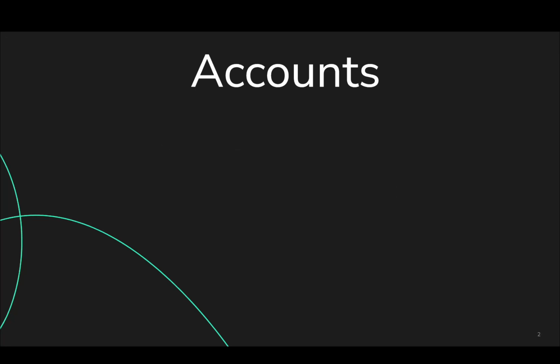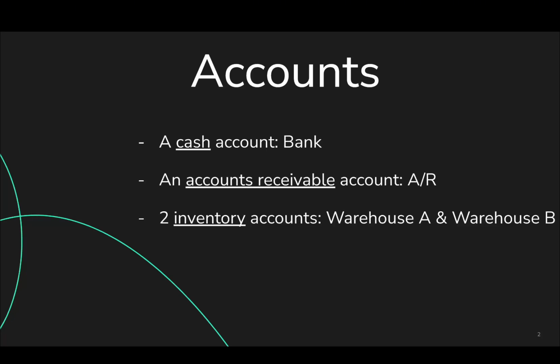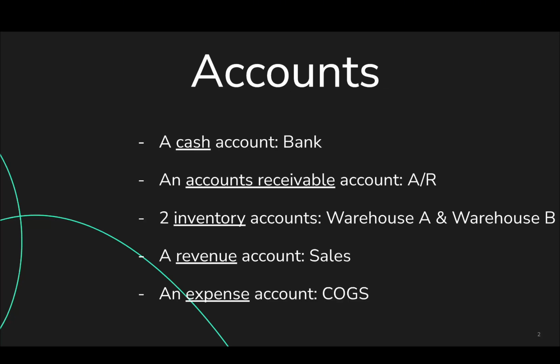Now, the accounts that are going to be involved in this process are a cash account, which we're going to call bank. There's going to be an accounts receivable account, which we'll call AR. There's going to be two inventory accounts, warehouse A and warehouse B. So imagine if you have two warehouses in your business. We'll have a revenue account, which we'll call sales, which will record all of our revenue from both warehouses. And we'll have an expense account, which will track our cost of goods sold.